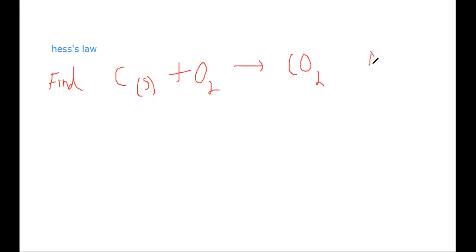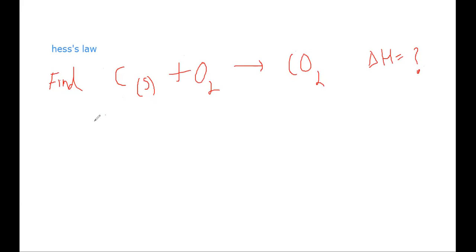For example, a question is asked: find the heat of reaction, that is carbon solid plus oxygen gas, forming carbon dioxide as the product. Calculate the delta H for this reaction. And the enthalpy change of two reactions is given to you.